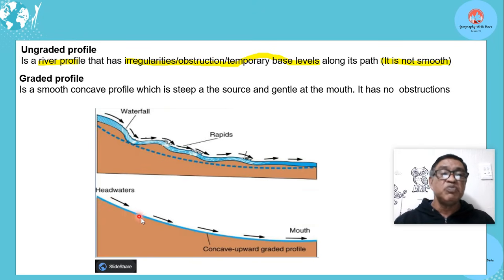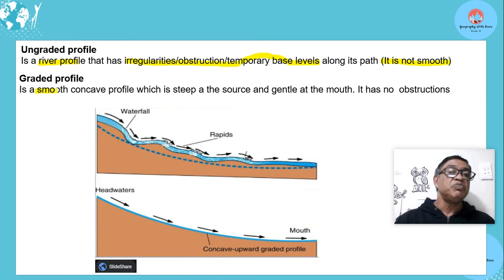It is a smooth profile. Can you see? No more of those obstructions. It's concave in shape, steep at the top, gentle at the bottom. Okay, so it's a smooth concave shape profile. Steep at the top, gentle at the bottom if they ask you for further characteristics. Okay, so let's look at the explanation of it.